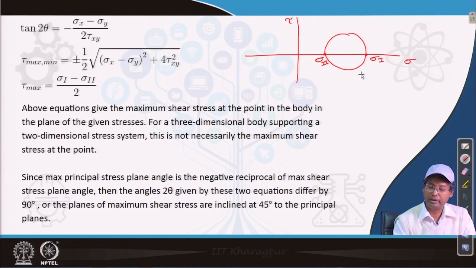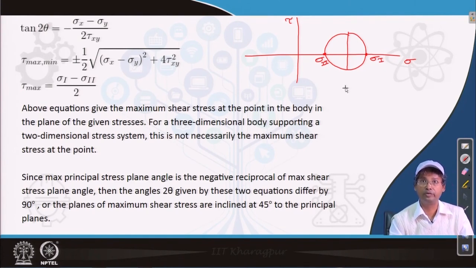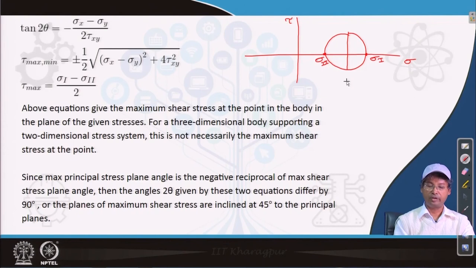Please note that in this condition, at these two points, tau is always 0, but while tau has its maximum value, sigma is not equal to 0. That does not mean there is no normal stress on that particular orientation. So, keeping that in mind, we would like to discuss one interesting problem.